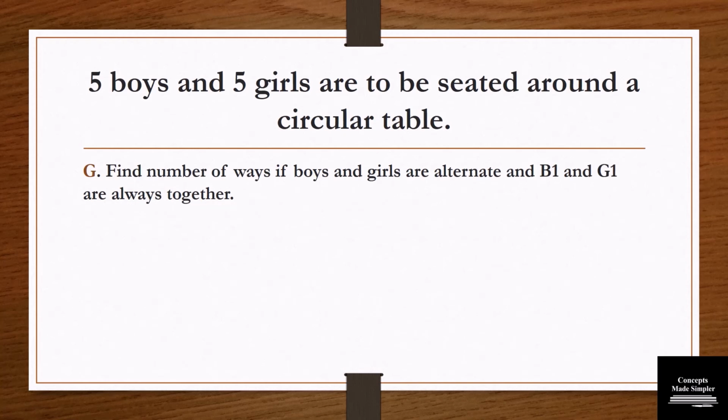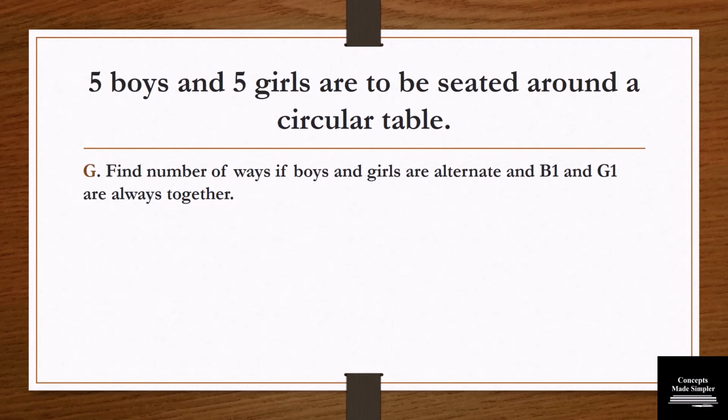Now we have come up to the last question of this particular video. The question goes like, 5 boys and 5 girls are to be seated around a circular table. Find number of ways if boys and girls are alternate and B1 and G1 are always together. Now this question seems to be a very complex question, but we will be dividing this question into different parts and try to solve each part independently, and then we will club this. So it is not a very difficult question. Let's just start with it.